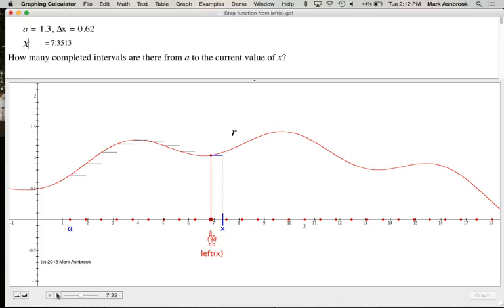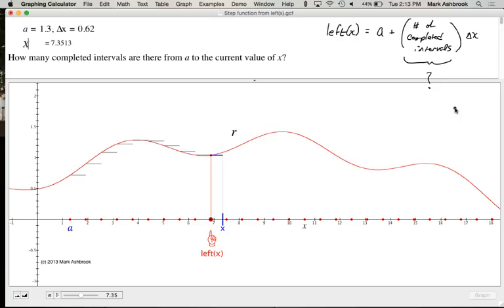And so what I want you to find is, can you figure out what is, so really, what did we say? We said left x was what? Let's write that out. Left x was a plus what? The number of completed, all of them, right? All the completed intervals, times what? Times delta x. So really, what we're interested in is this.